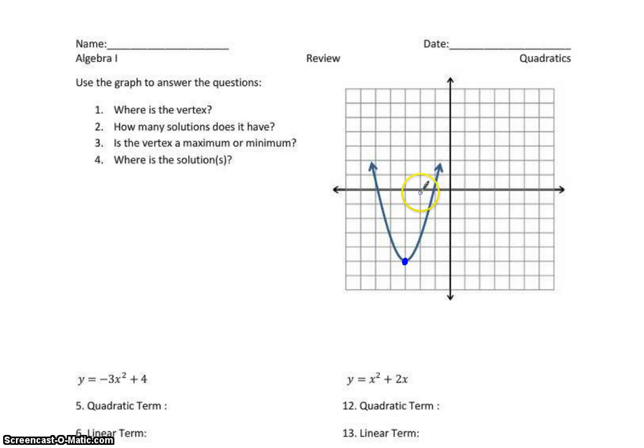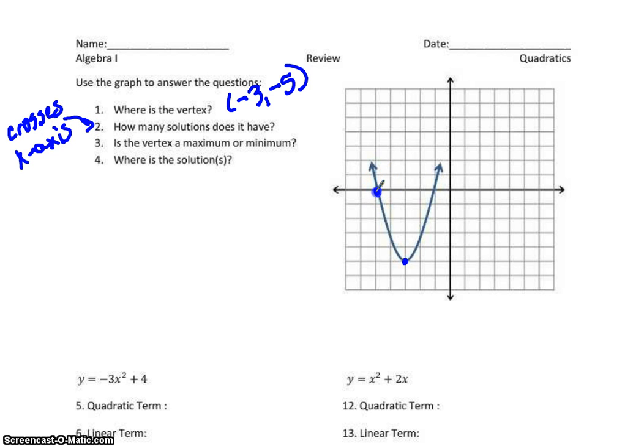We went 1, 2, 3 left, 1, 2, 3, 4, 5 down. So the point is -3, -5. That is your vertex. The next question is, how many solutions does it have? A solution is where it crosses the x-axis. Okay, that's what a solution is.